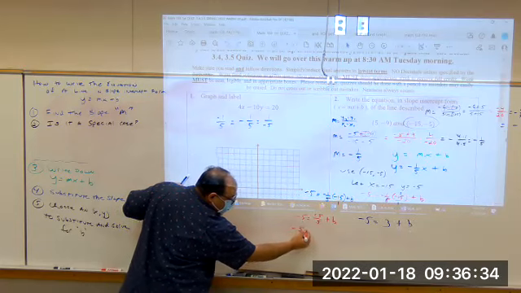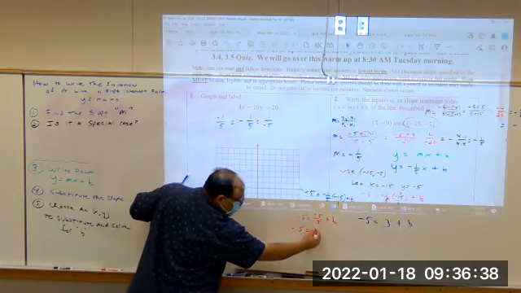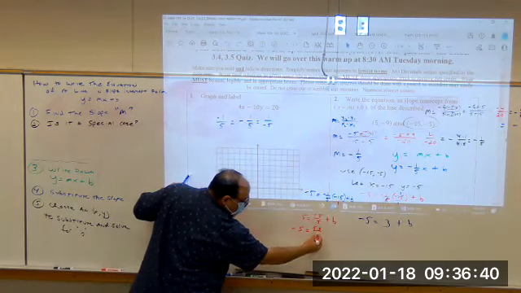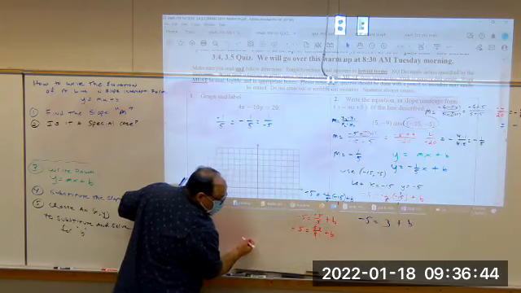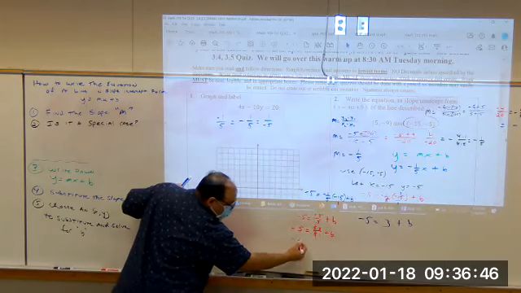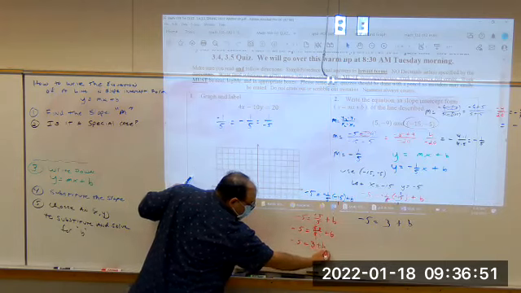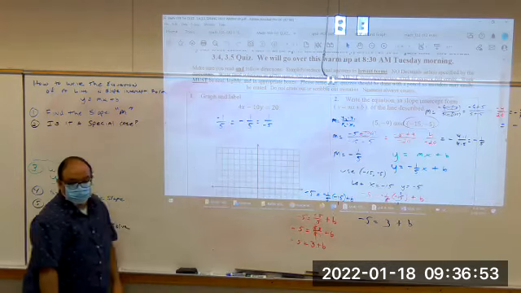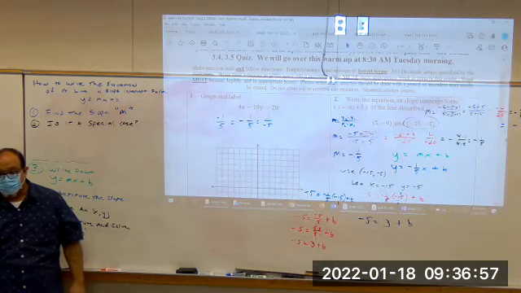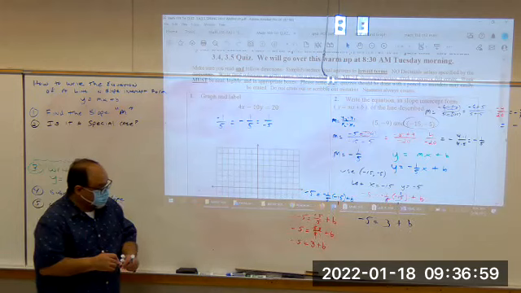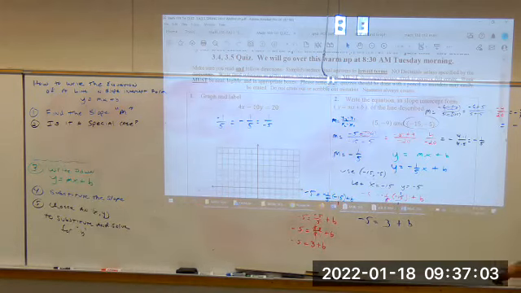So -5 equals 15 divided by 5. So 5 times 3 over 5 times 1. The 5 reduced. So -5 equals 3 divided by 1 is just 3. Now to solve for the b. So that's the last piece of the puzzle that I need.